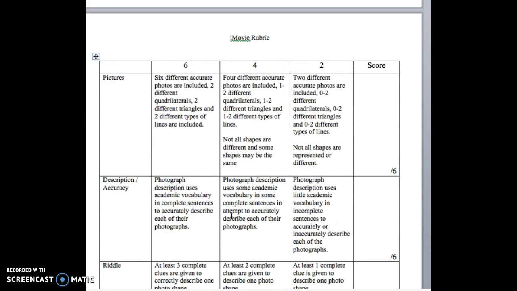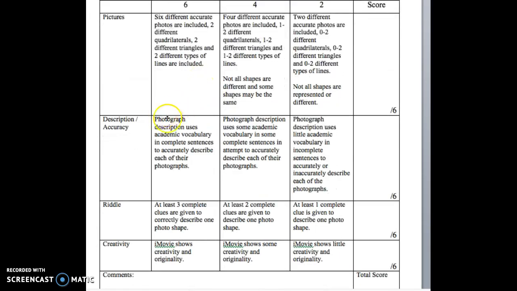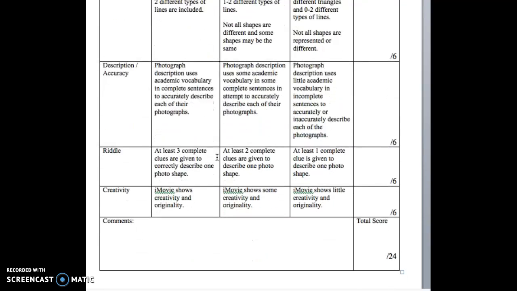I also created a rubric for the iMovie. In this, I wanted students to make sure if they're going to earn all those points that they have those 6 different photos included, that they're photographed, that they're using academic vocabulary, that they have at least 3 complete clues for that riddle, and that there's some creativity involved.